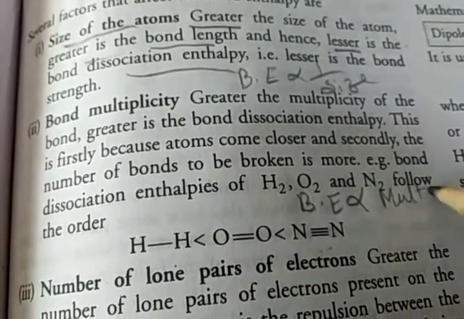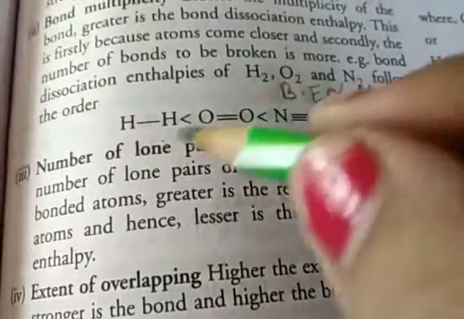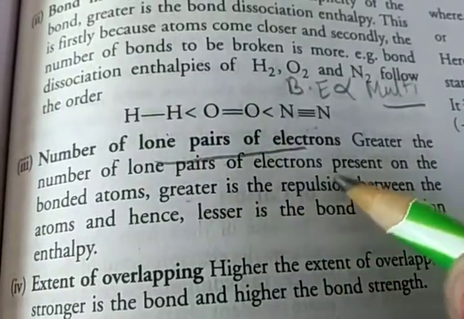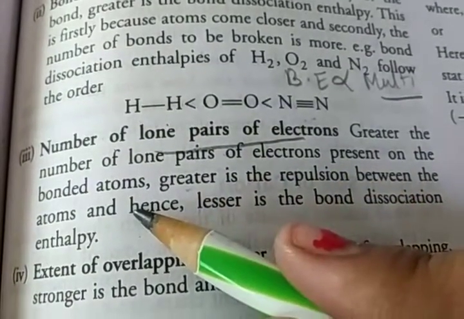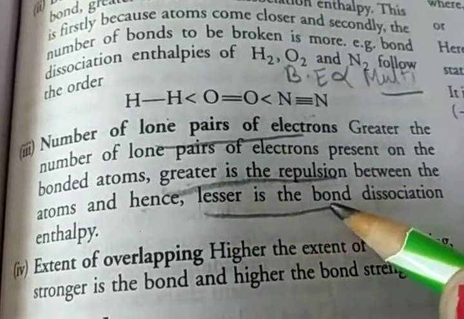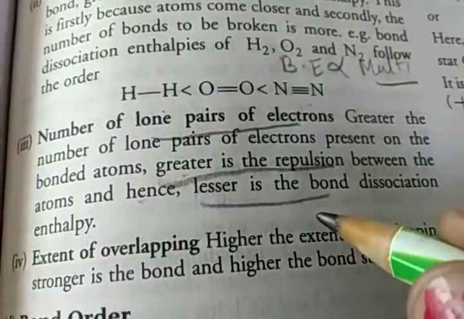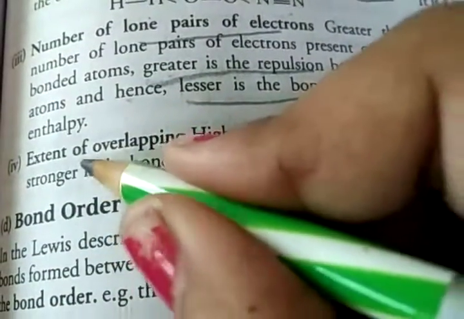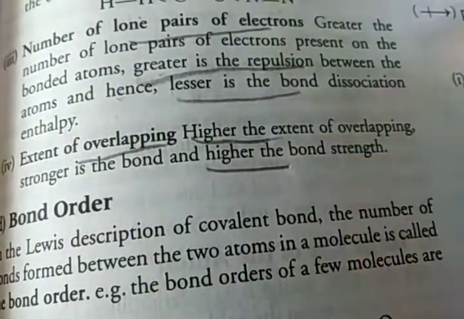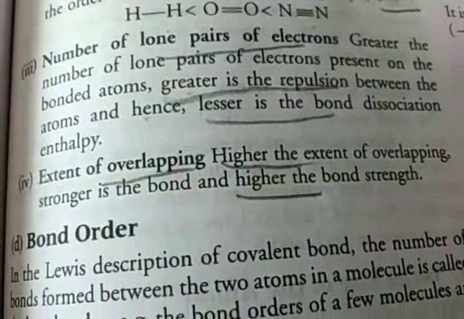So it is directly proportional to multiplicity. The third factor is the number of lone pairs of electrons. If more lone pairs of electrons are present on the bonded atoms, the repulsion is greater, so the bond dissociation enthalpy is lesser. Then the extent of overlapping. The higher the extent of overlapping, the higher the bond strength.